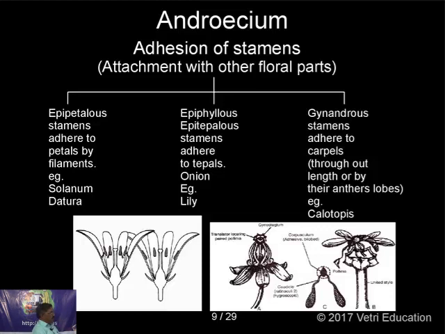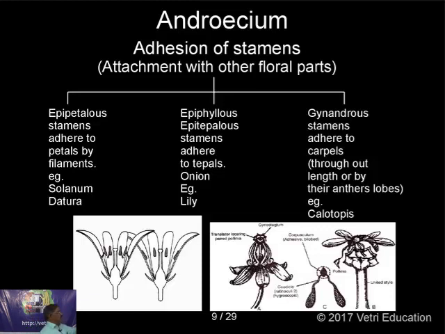Generally in gamopetalae, we can find this condition. Example Solanum, Datura, etc., where the filaments are attached with this petal. The filaments are attached with the petal, the stamens, like this. So this is called epipetalous condition.